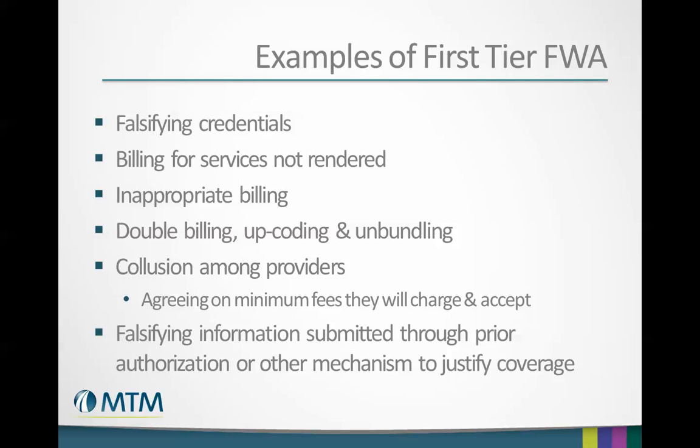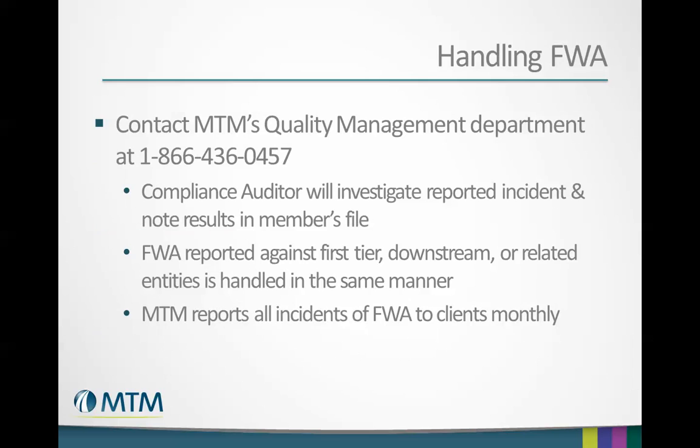Examples of first tier fraud, waste, and abuse include falsifying credentials such as a criminal background check or a driver's record, billing services that weren't actually rendered, inappropriate billing, double billing, upcoding or unbundling to gain more money, collusion, or falsifying information submitted through prior authorization or some other mechanism to justify coverage.